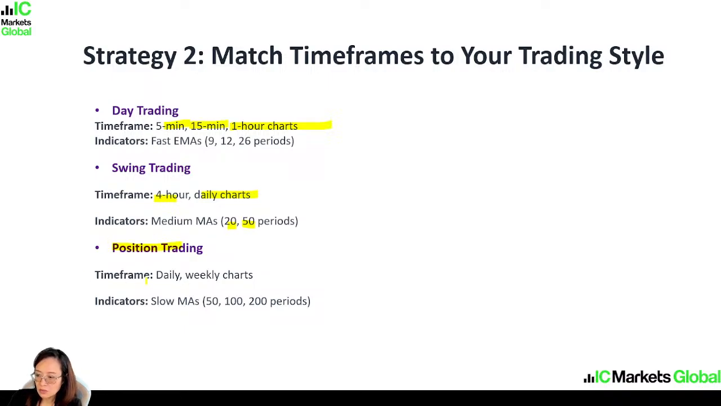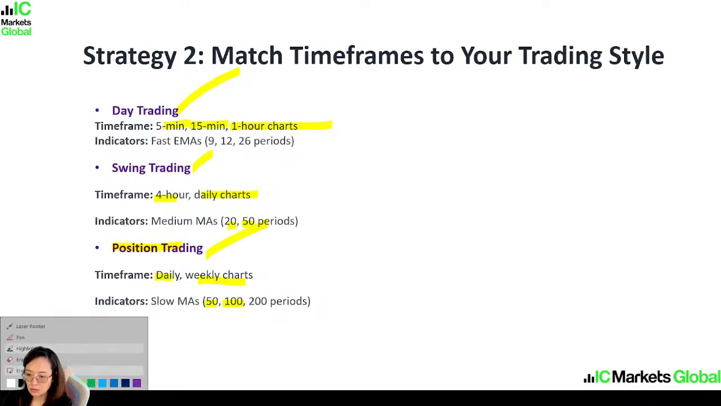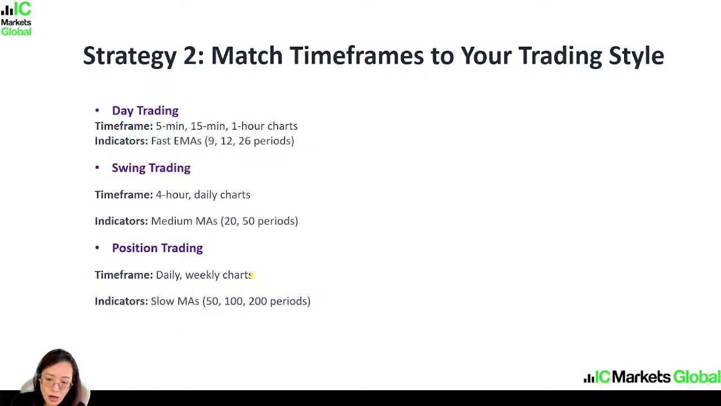For position trading, you can use the daily and weekly charts. Indicators are going to be slower: MA or EMA 50, 100 or 200 period. So I consider myself a day trader. I'm not swing, I'm not position, unless I have a very good entry on the higher time frame, and then I might hold. But I try to close my entries before the end of the day, and I don't leave pending orders or hold positions over the weekend.